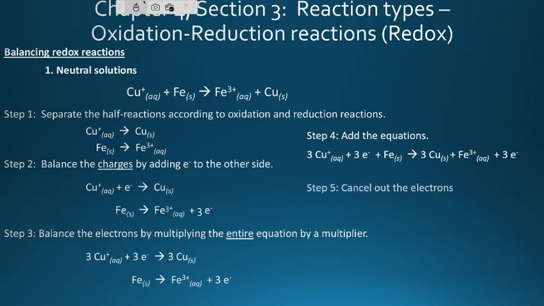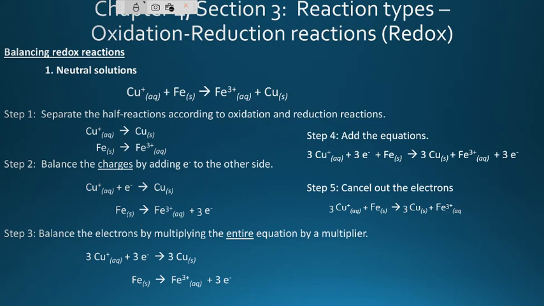Pretty simple. Now, the next step is to cancel all the electrons. Because I have 3 electrons on this side and 3 electrons on this side, I can cancel those out. They factor everything out there. And there is my balanced equation in a redox format.